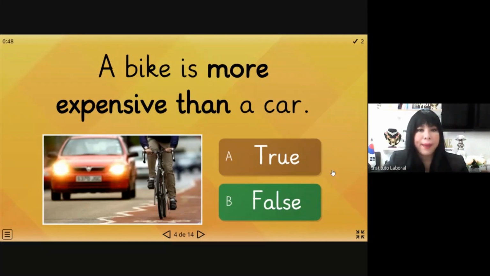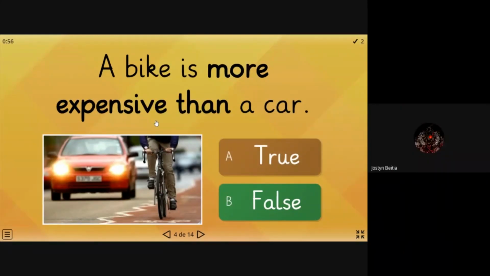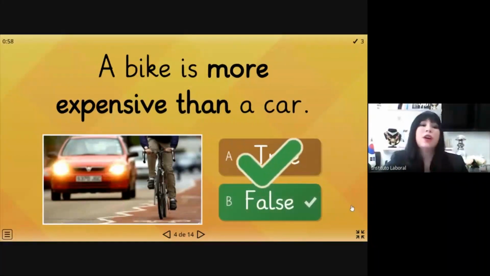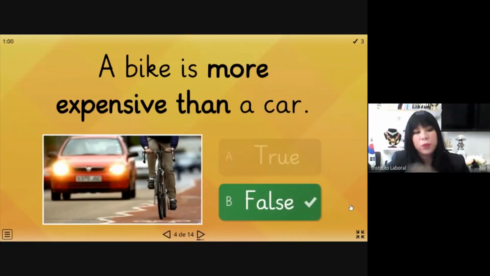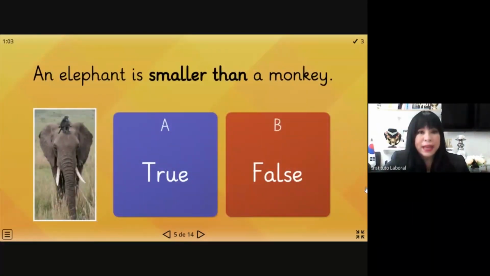Jezebel, a bike is more expensive than a car. True. More expensive? Well, false. False. A bike is cheaper. An elephant is smaller than a monkey. Orlando. An elephant is smaller than a monkey. False.